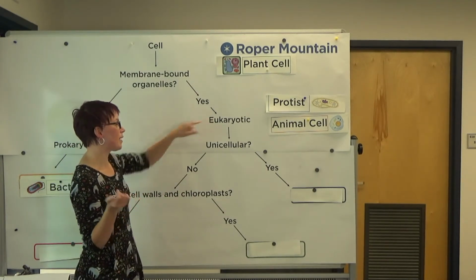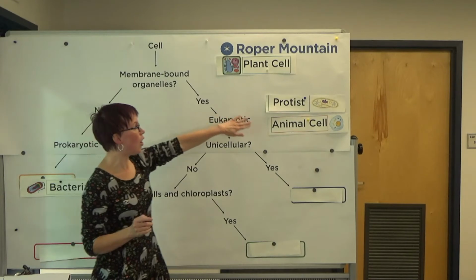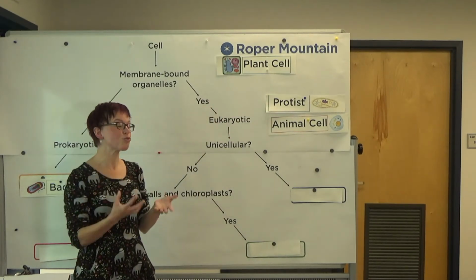Now, let's say we were looking at our cell and the answer was yes, we saw some structures in there. That tells us it was a eukaryotic cell. All of these cells are eukaryotic cells. That means they have a true nucleus.